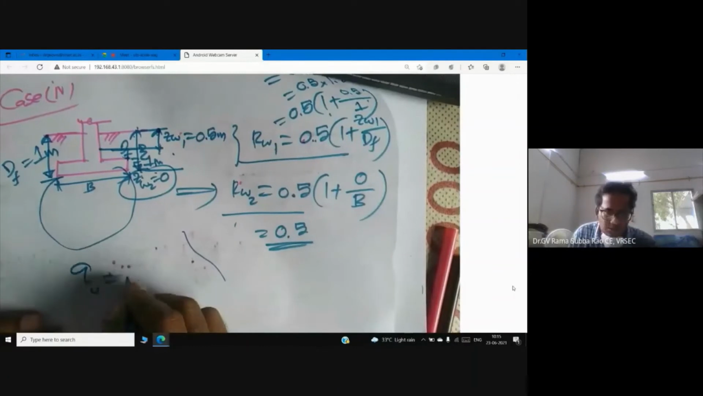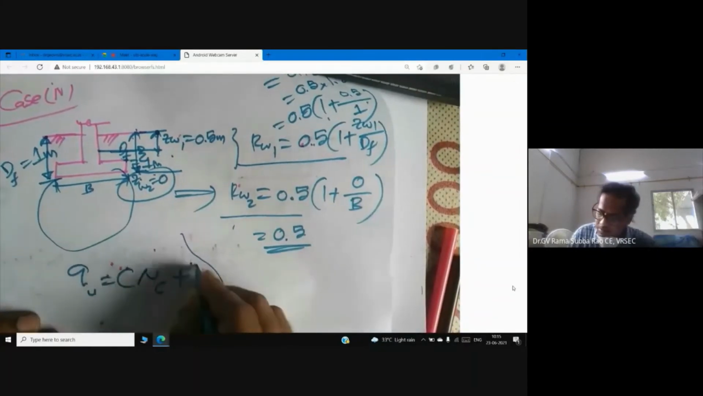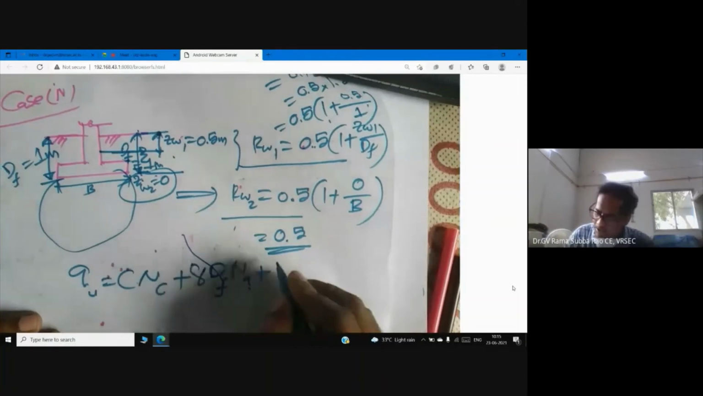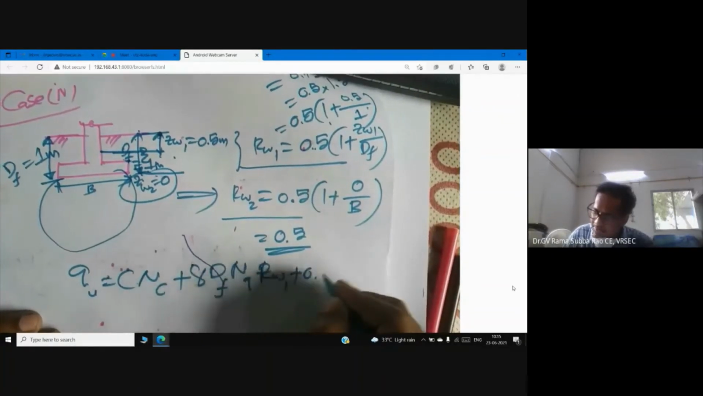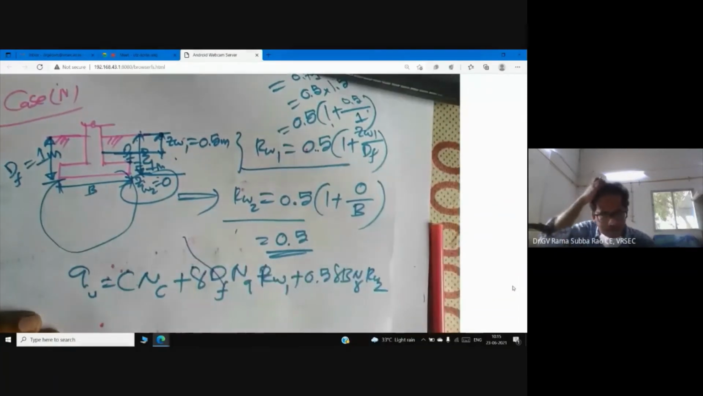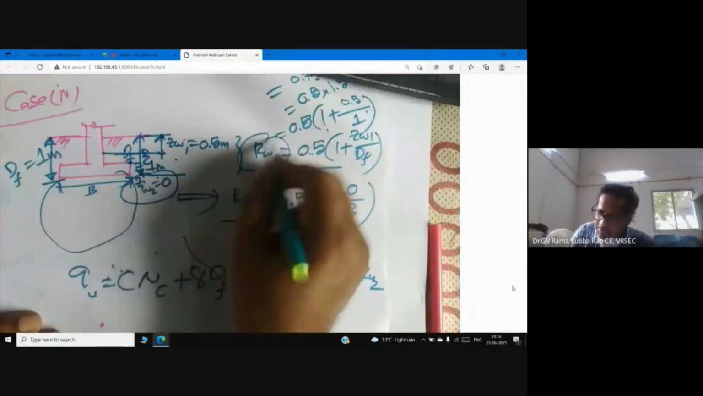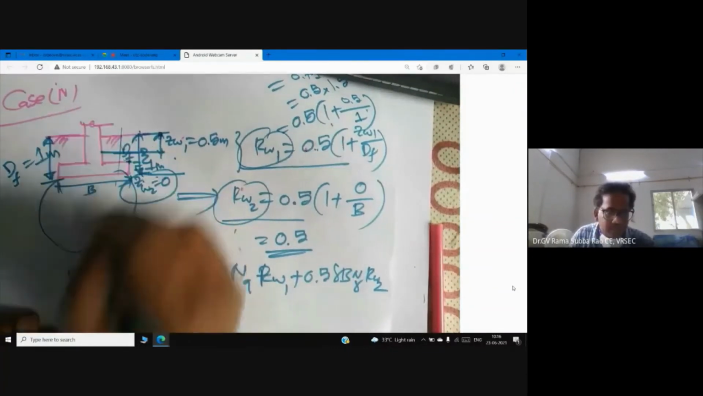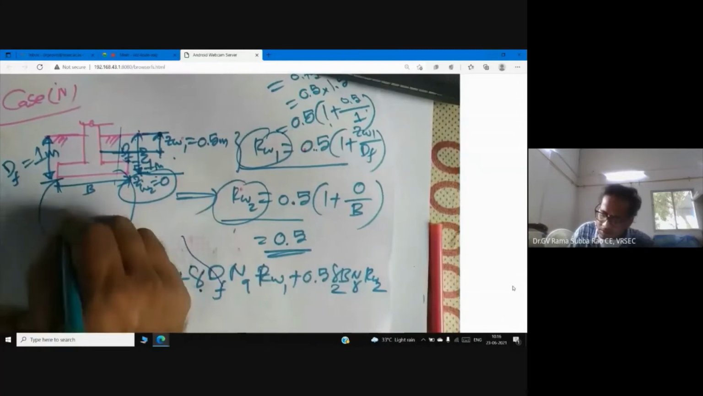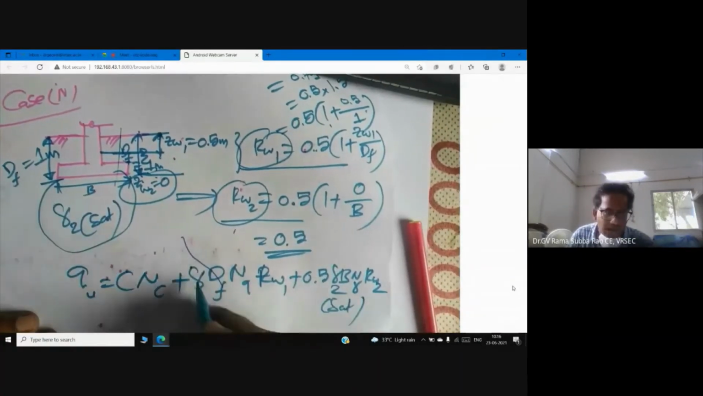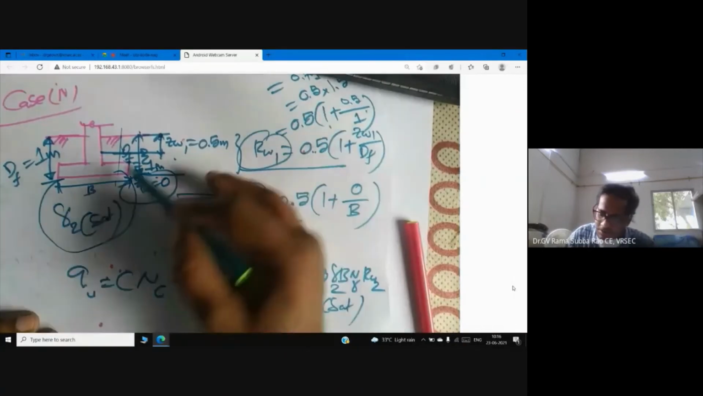Bearing capacity is equal to cNc plus gamma Df Nq RW1 plus 0.5 gamma B N gamma RW2. Now we have expertise dealing with RW1 and RW2. Now we need to think about the gammas. Gamma 2, no doubt, is saturated. But now I need to take a decision about gamma 1.